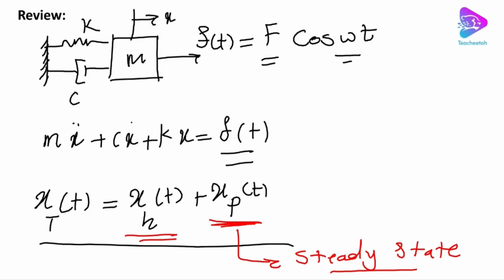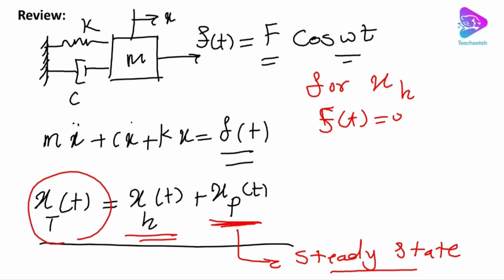And how can we find the homogeneous part? For x_h, we just set F_0, or F(t), equal to 0, and then we have a non-forced, free vibration case. We can find the response of the system as before, then we can find the particular solution, which has its own formula, and then we combine the two solutions. And remember, when we have an initial condition in the system, we need to apply it to the total solution. I'll discuss that later on.